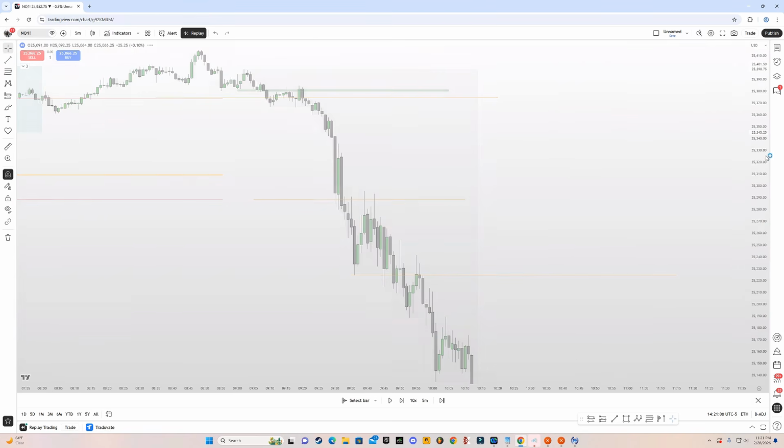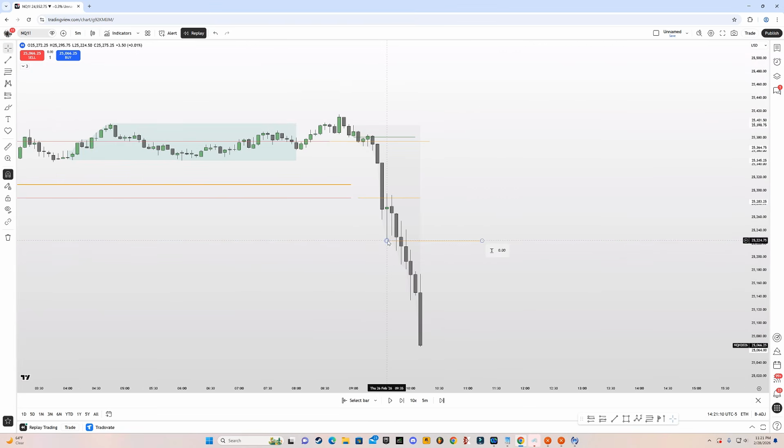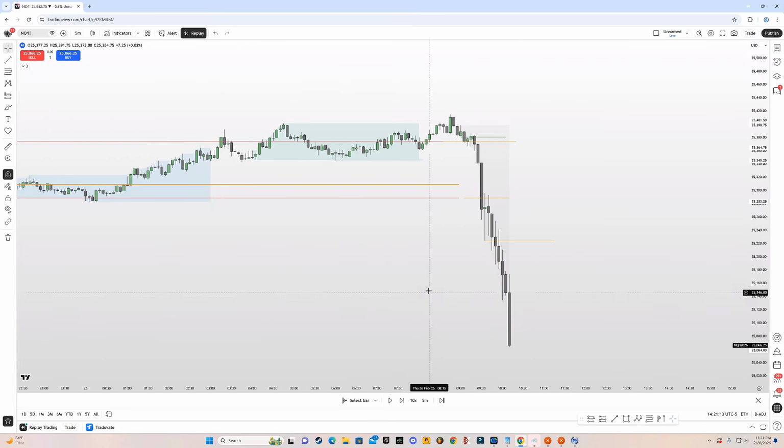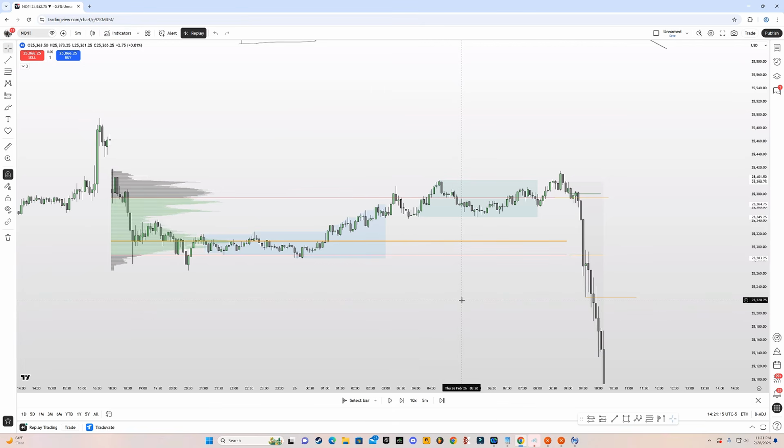So again, we're going to be taking our entries on the 5 minute. After we see a break of this low, you could have taken another shot to the downside. Let me give you guys another example.